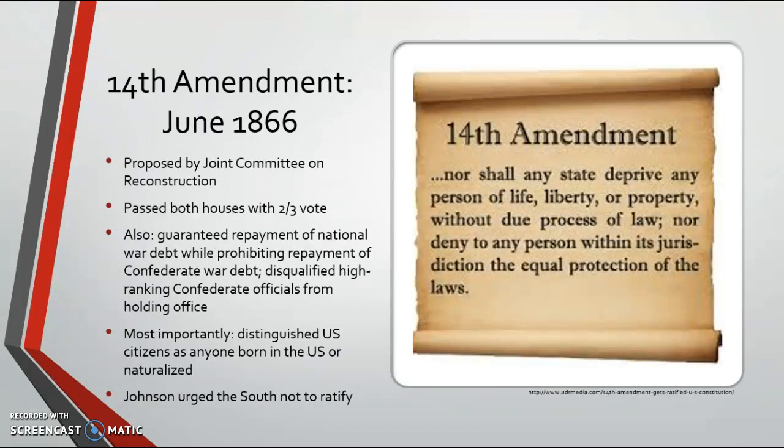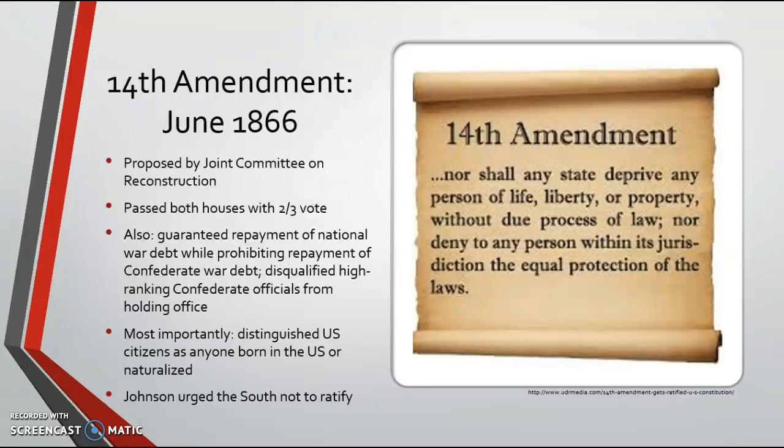Okay, so in 1866, we have the 14th Amendment. This is proposed by the Joint Committee on Reconstruction, and it does give African Americans citizenship. That is the big piece here. It is also designed to prevent Confederates from denying African Americans basic rights and from taking over these reconstructed state governments. So it passes both houses with the two-thirds vote.